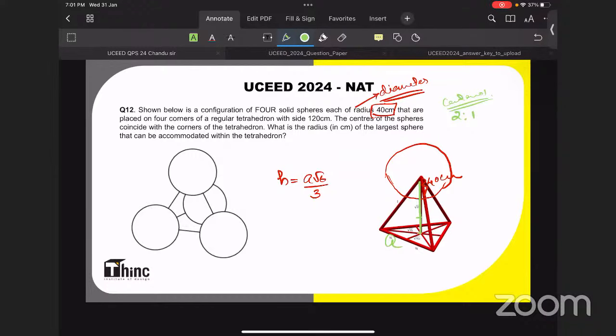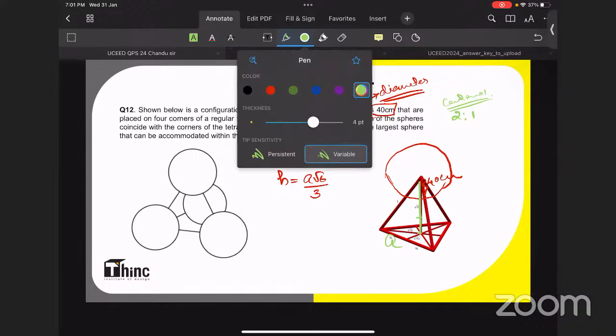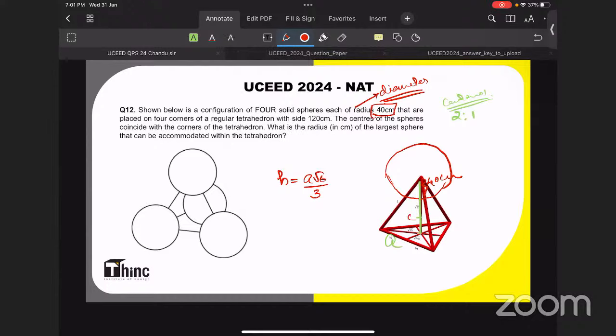Centroid will divide it in the ratio 2:1. So the centroid will act as the center of the sphere which gives the maximum radius or maximum volume. The centroid is acting as the center point, dividing in 2:1, meaning the distance from here to here, that means the radius will be 1/3 of root 6 by 3. Okay, so that is the equation for finding the radius. This is the equation used.